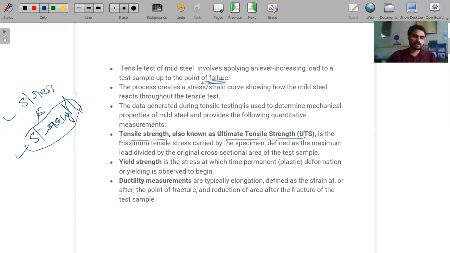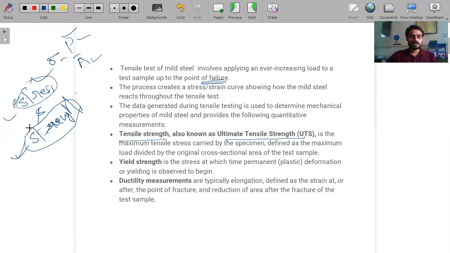But in the case of stress, the value depends on load divided by area. That means the stress depends on the magnitude of load and the shape and size of the material specimen. If we vary the magnitude of load, the value of stress will change, and if we change the shape and size of the material, again the stress will change. We cannot say that is a material property, but strength is a fixed value, so we say it is a material property. These are the basic differences between stress and strength.